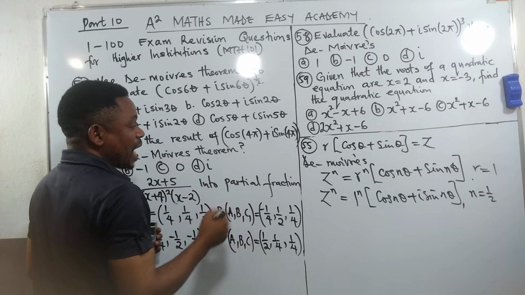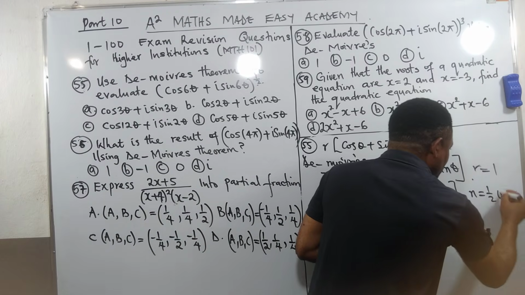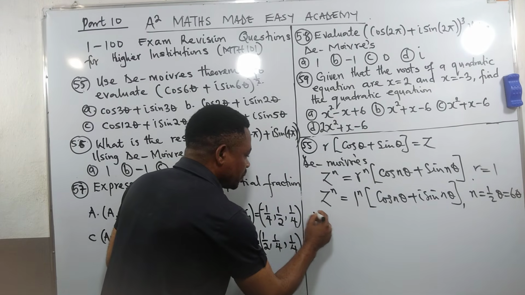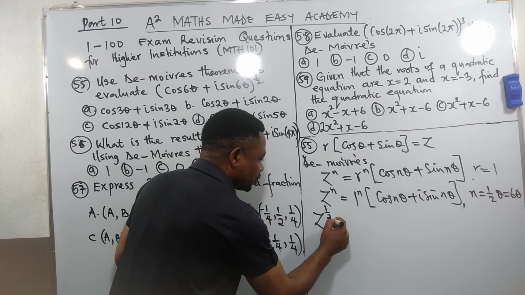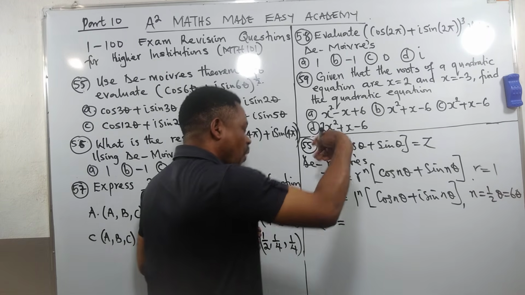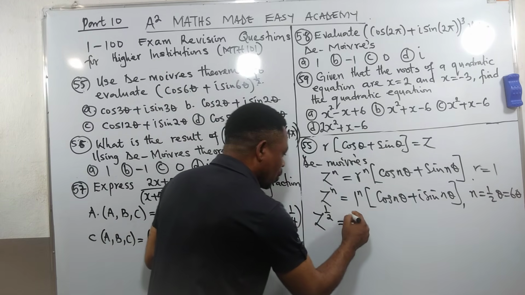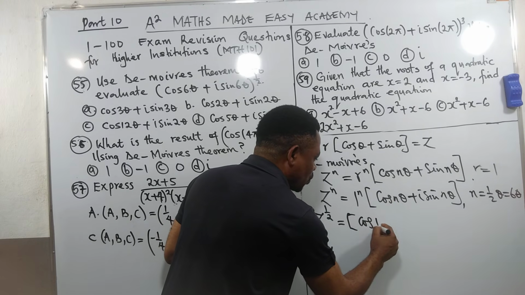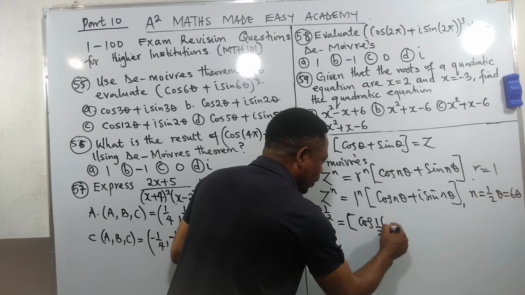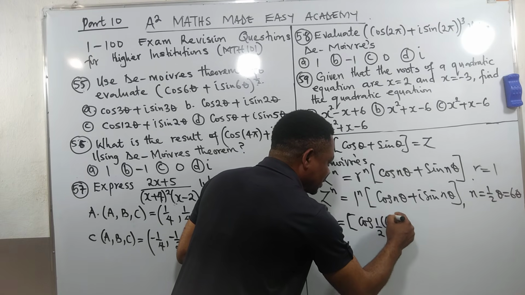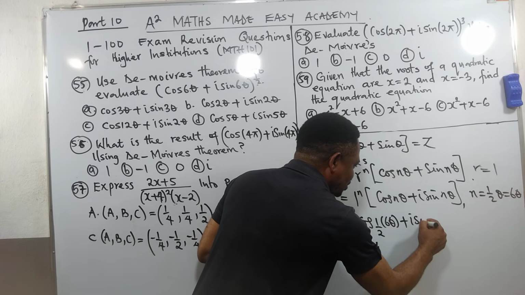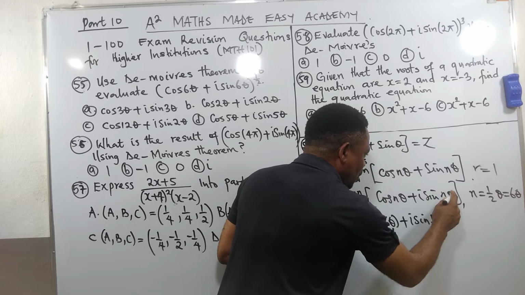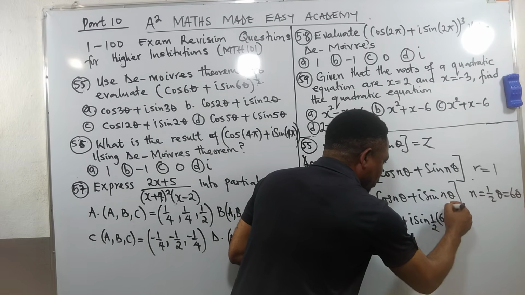Look at it here. And don't forget that theta is given as 6θ. Let's substitute. This becomes z, with n equal to 1 over 2, equal to 1 raised to the power 1 over 2, which is still 1. Open the bracket: cos, n is 1 over 2, times theta, which is 6θ, plus i sine, n is 1 over 2, times 6θ. Then close the bracket.